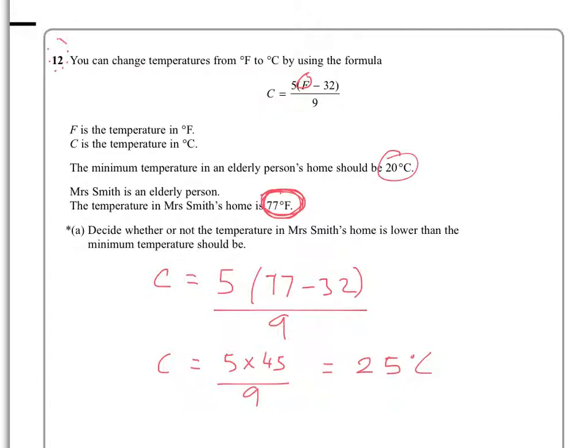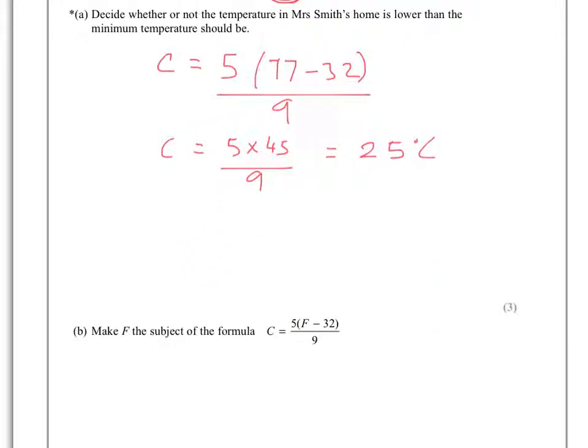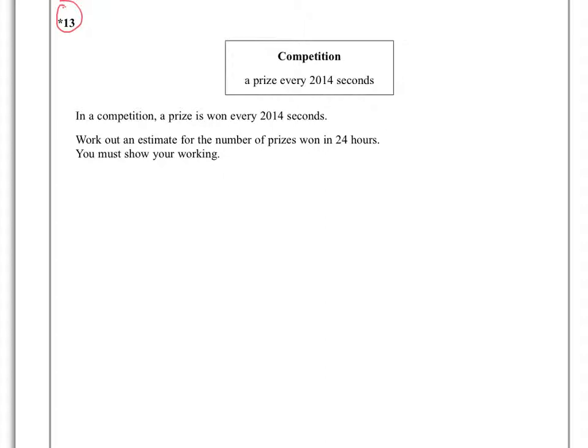So now, the second part of this question is a bit tricky, so we're leaving that one. Question 13, the key to this one is this word estimate. We don't have to do things exactly here, we just have to have an estimate. So there's a prize won every 2014 seconds, so there's a prize won every roughly 2000 seconds.